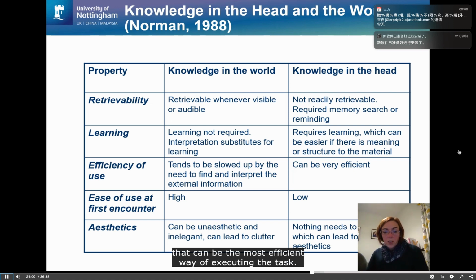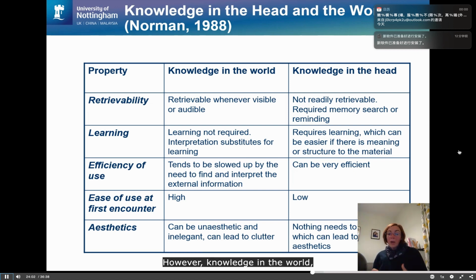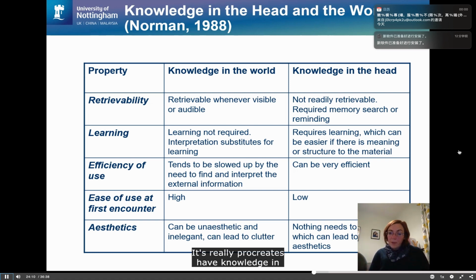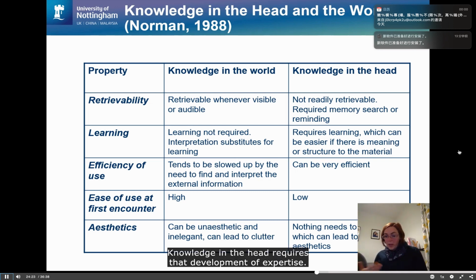However, knowledge in the world does tend to be easy to use for a first encounter, which is why with something like a ticket machine, it's really appropriate to have knowledge in the world, because we don't want to have to learn how to use a ticket machine or rely on our memory. We just want to deal with the situation there and then forget about it. Knowledge in the head requires that development of expertise.